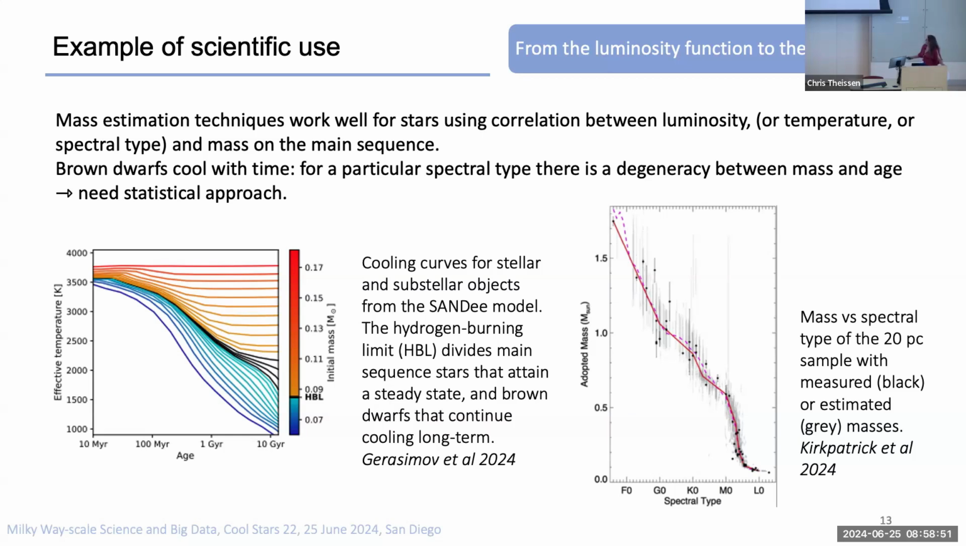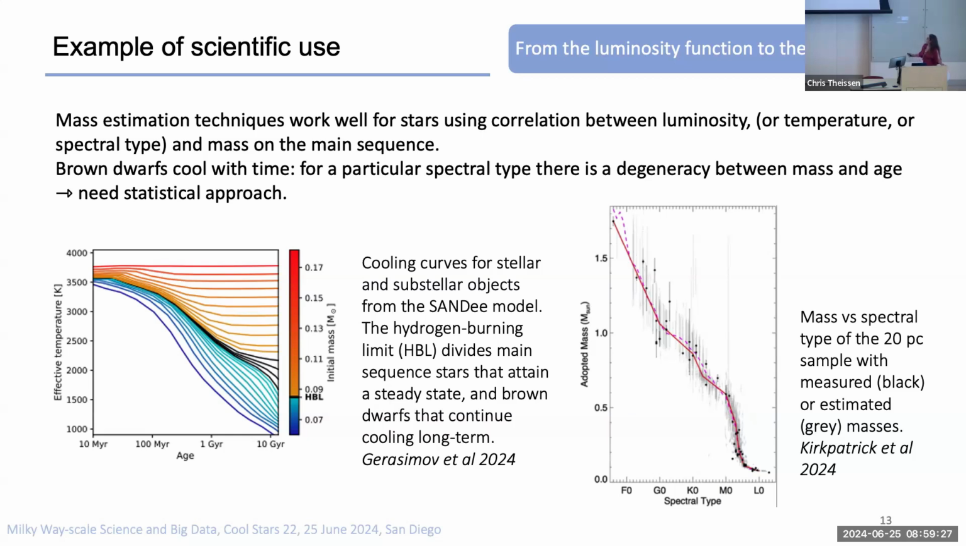And this is shown in these evolutionary curves, cooling curves for stellar and substellar objects from the SAND models. And you have the hydrogen burning limit here in black that separates the main sequence, which attains a steady state, and the brown dwarfs that cool down forever. And so you have this degeneracy at a given effective temperature, where you can have a low mass young brown dwarf or a higher mass older brown dwarf.